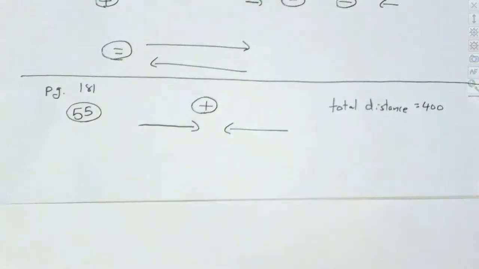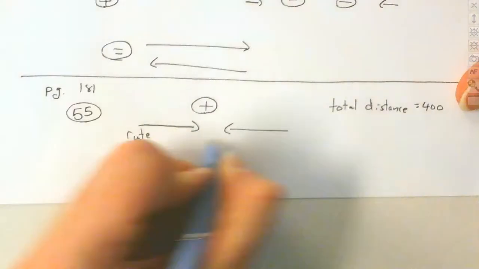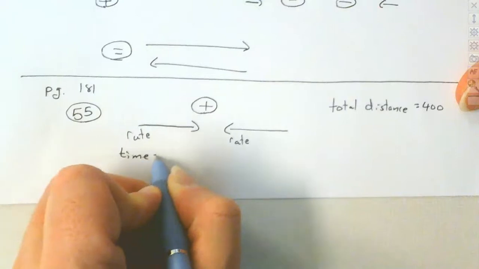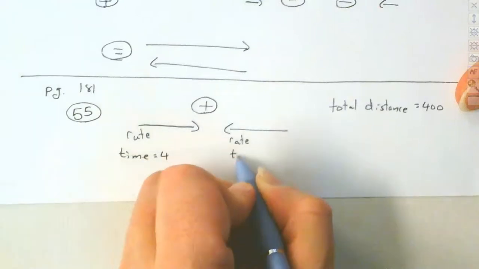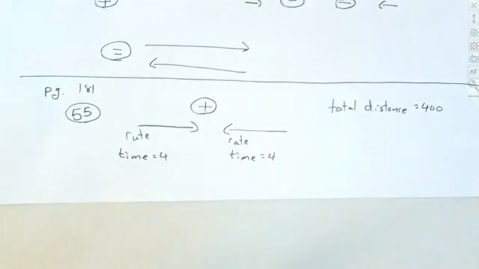Okay. What do we know about each of these cars? It says they meet after 4 hours. So each one of these has a rate of speed and a time. Well, if they meet in 4 hours, then each of these are going to have a time of 4. Okay, so the 4's go there because that's my time, my total time.